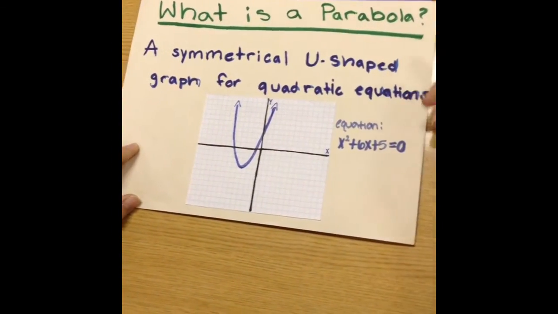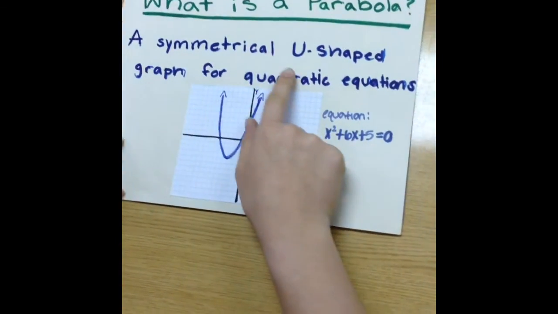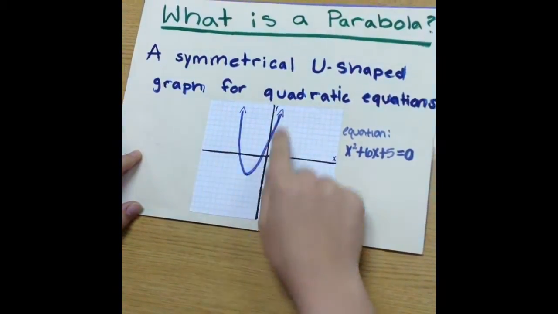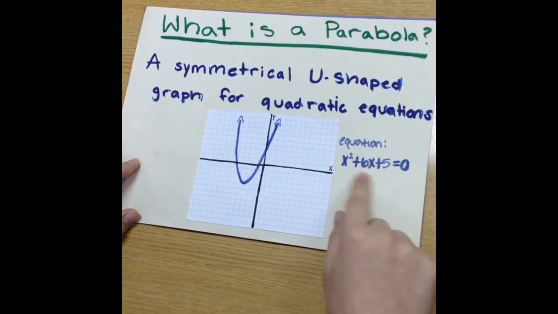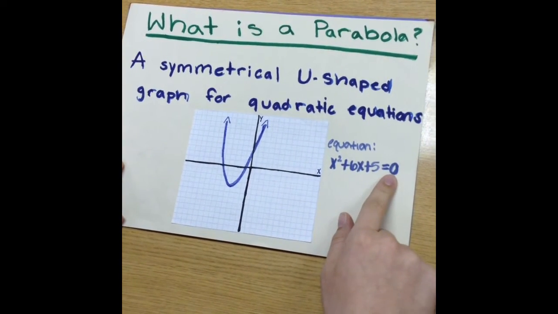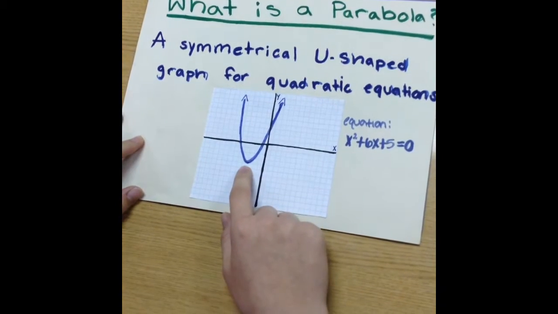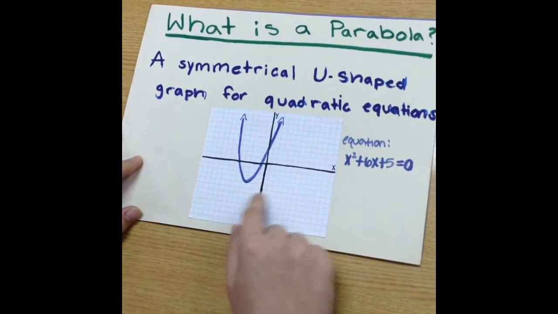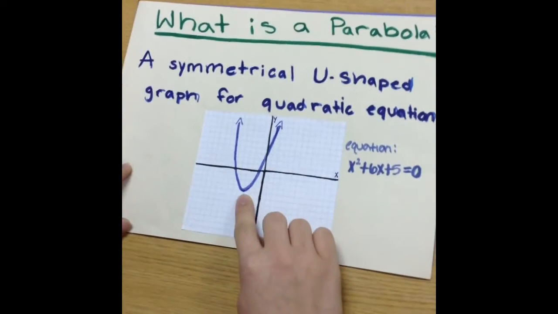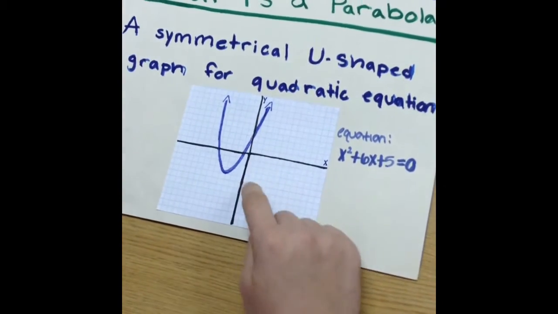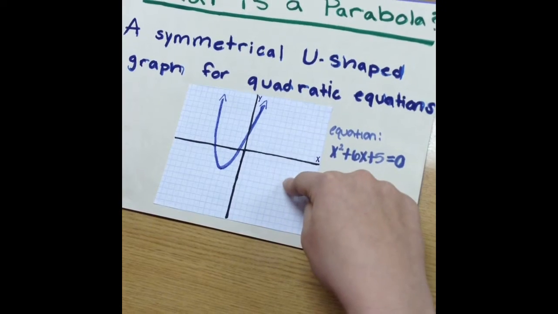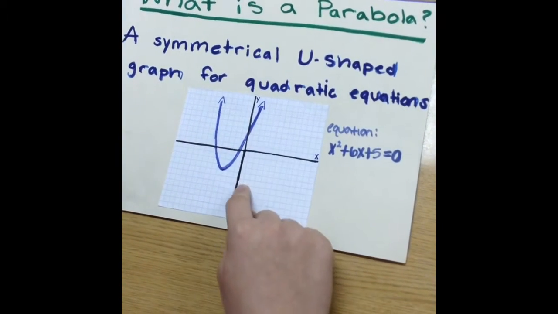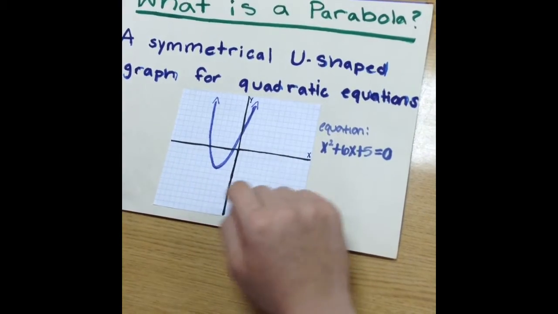What is a parabola? A parabola is a symmetrical U-shaped graph for quadratic equations. The equation for this graph is x squared plus 6x plus 5, which equals 0. The vertex is on every single parabola everywhere, so every parabola has a vertex. It can either be the minimum or the maximum, which is just the opposite. Every parabola also has a y-intercept, and most of them have x-intercepts as well.